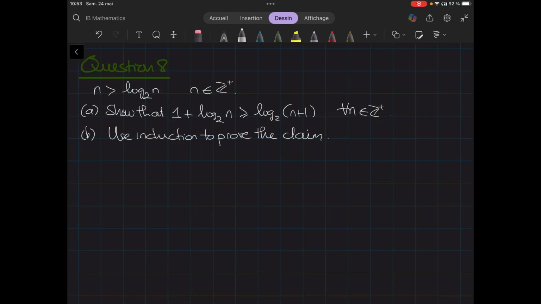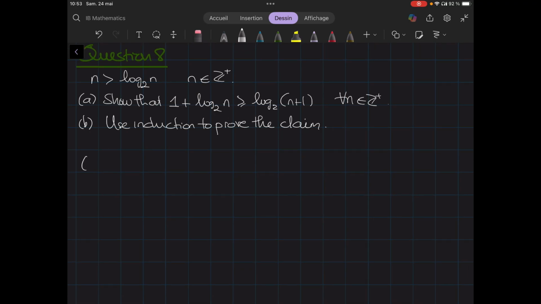Question 8 of the paper is an induction question. In part A, we are asked to show that 1 plus log base 2 of n is greater or equal to log base 2 of n plus 1. So we will start with the left-hand side. 1 is the same thing as log base 2 of 2. Now we're just adding two logarithms with the same base. We multiply the arguments.